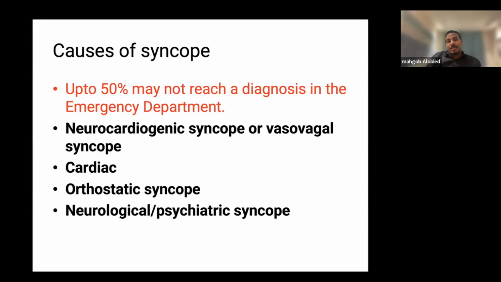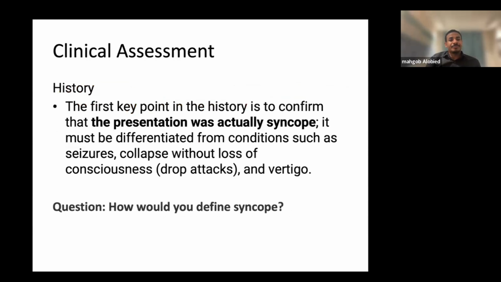So regarding the cause of syncope, as we said, diagnosis is not our target in a syncope patient, because 50% of patients will not get a diagnosis in the emergency department. The common causes of syncope are cardiogenic syncope, which is high risk, and vasovagal, orthostatic, and others, which are low risk. We will see which is which in the coming sections.